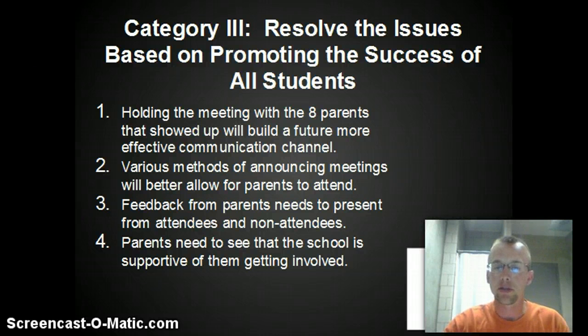And last, parents need to see that the school is supportive of them getting involved. If you have no teachers going to the parent-teacher organization meetings, and it's only parents, then you're missing one side of it. So you've got to have people within the school that are getting involved with it too.